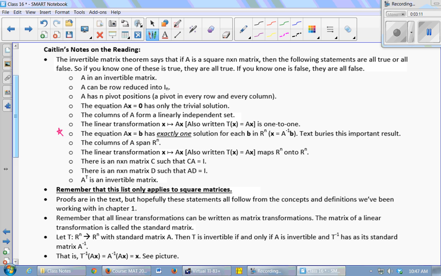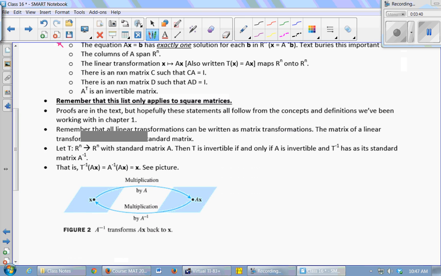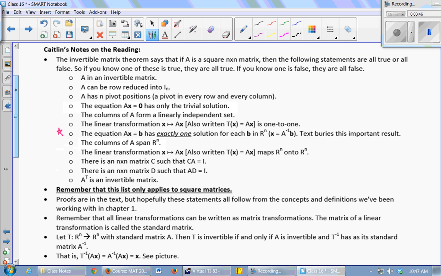And because there's exactly one, not just a solution exists, but it's unique, that tells you that the matrix transformation is 1-to-1, and that the columns are linearly independent. So all of these are just the equivalent ways of saying the same thing that we've been learning for the past month or so. But remember that this only applies to square matrices. There are proofs in the text, but hopefully all of these statements are like, oh yeah, we already realized at some previous point in the semester that these things are all equivalent to each other.